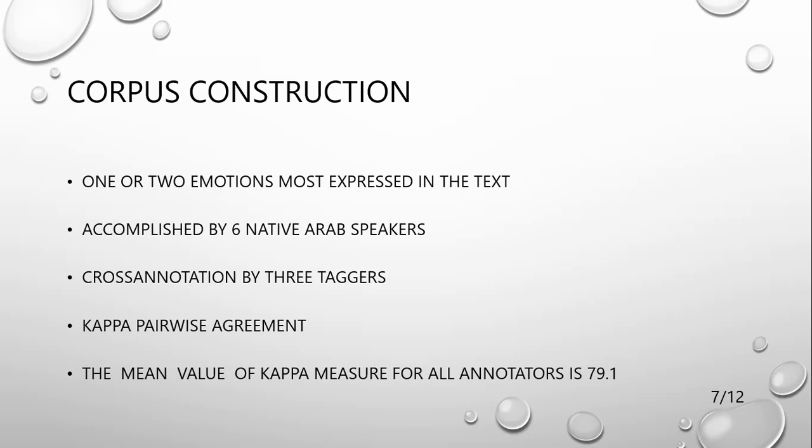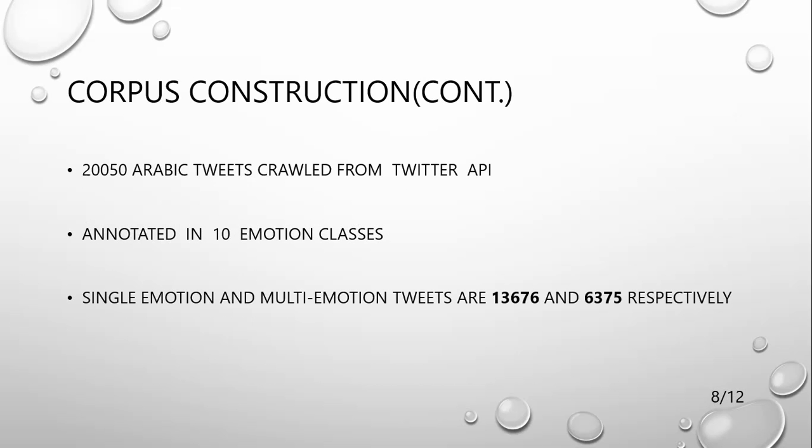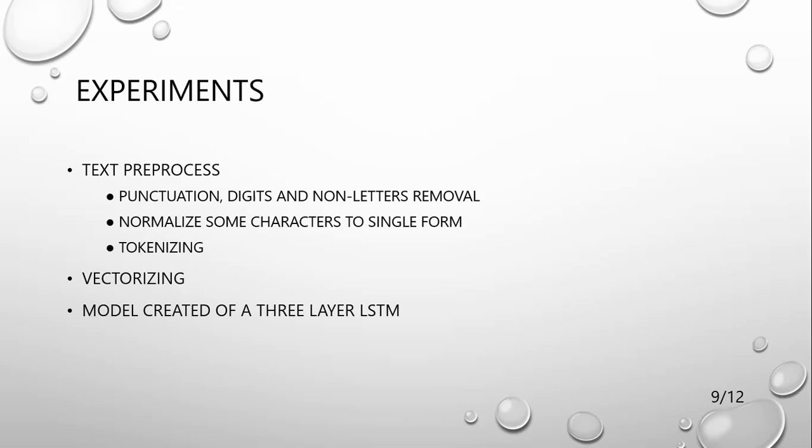The kappa pairwise agreement is calculated to measure the inter-annotator agreement, and the results show that the value of the kappa was 79.1 for this dataset. We have about 20 thousand tweets annotated with Arabic emotions in this study, which have 10 classes. The numbers of single-emotion and multi-emotion tweets are about 13,000 and 6,000 respectively.